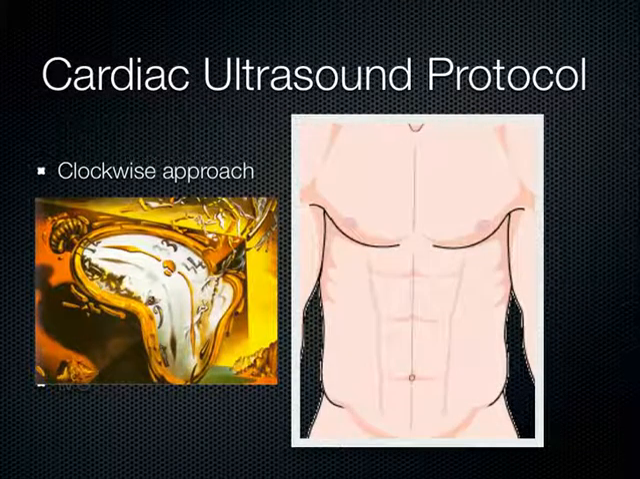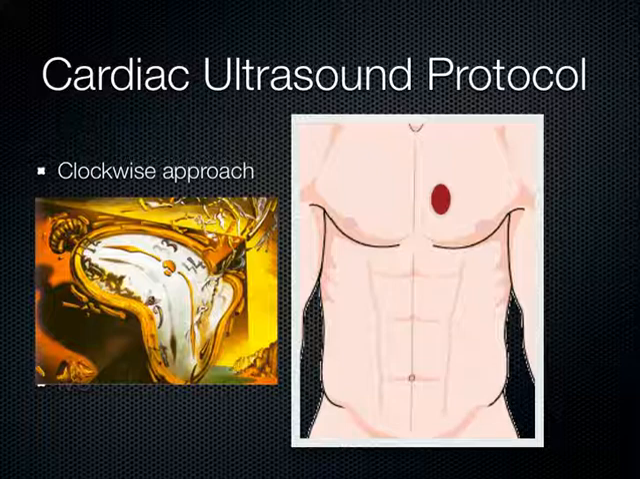One way to remember the protocol to get all these views is to think about doing a clockwise approach. You can plop the probe down on the chest wall, and first aim the indicator towards the patient's left, and that'll give you the parasternal long axis. And then simply rotate the probe 90 degrees to the patient's right, and that'll give you the parasternal short axis.